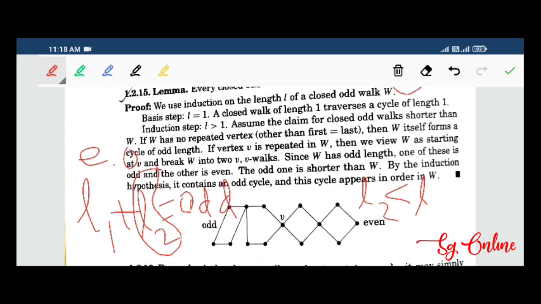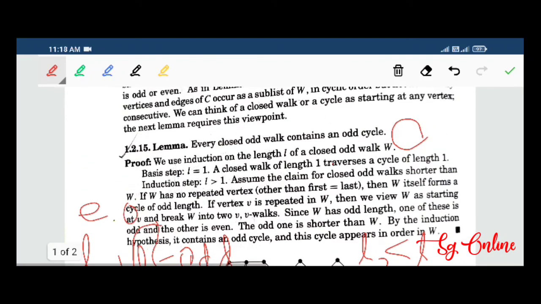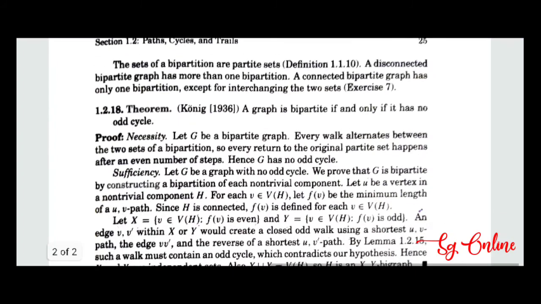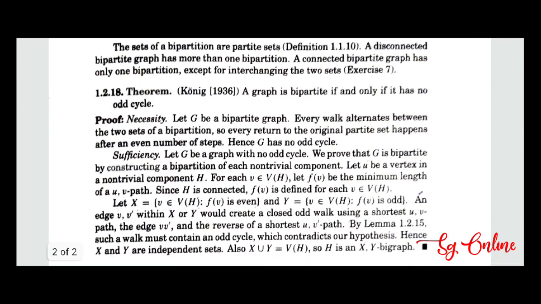So by induction hypothesis this part contains an odd cycle, and this odd cycle is obviously part of the original walk, so every closed odd walk contains an odd cycle. Now using this result we will prove the characterizing theorem of bipartite graphs, a result from 1936 by Koenig, that a graph is bipartite if and only if it has no odd cycle.